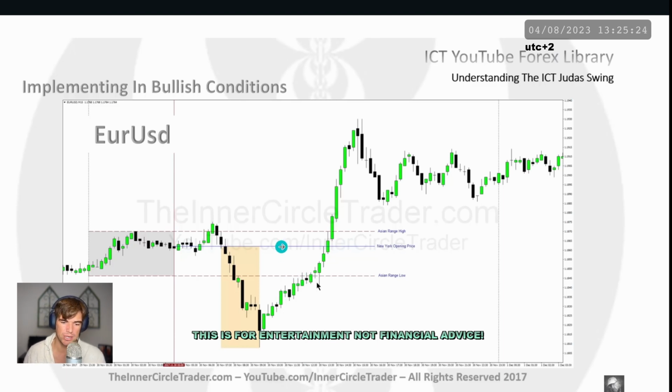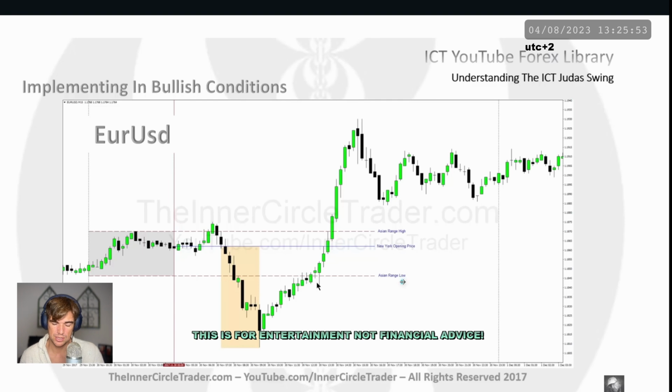We're going to try and make it really simple, even though in my mind ICT does an amazing job at explaining this. I'm just going to add a little bit of my touch on maybe where you might be getting confused on identifying these moves. So implementing in bullish conditions, what we're looking for, we've got this great area where is the Asian range, and then he's extended the line of the Asian range high that you can see there and the Asian range low.